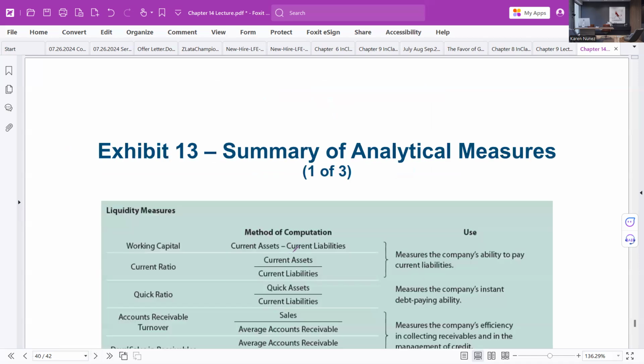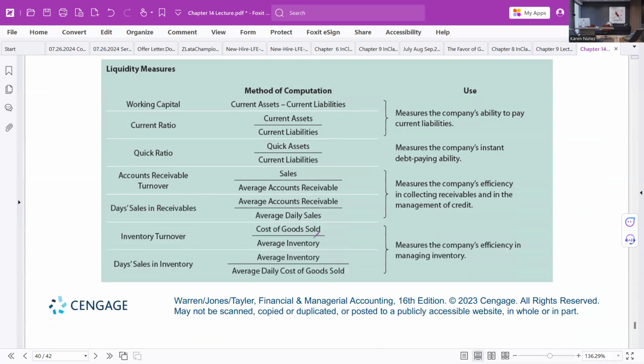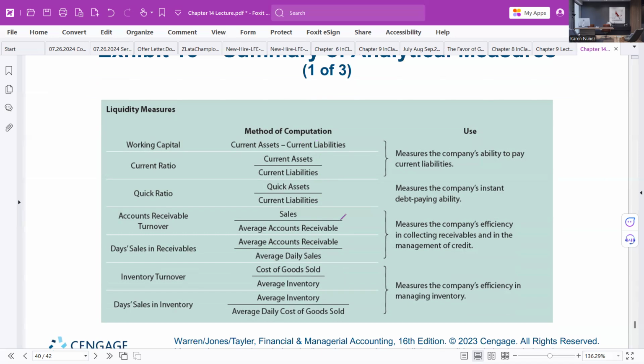Putting it all together, there's a summary of the ratios in the chapter that you might want to have handy when you're working on the homework assignment, and also when you're working on the quiz for chapter 14, because you'll need to be able to calculate these ratios. And again, we're not using all the ratios, but the ones that you need are easily summarized on these schedules that are in the chapter, and you want to keep them handy for your calculations.